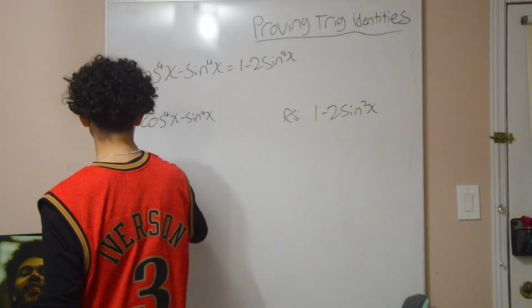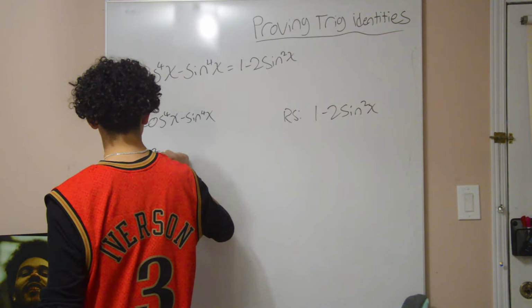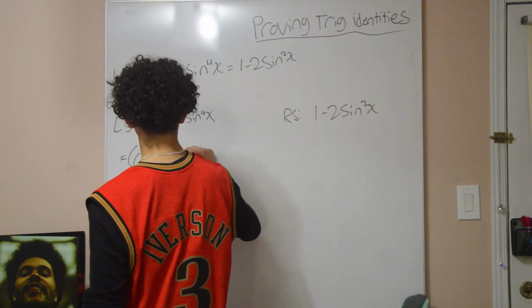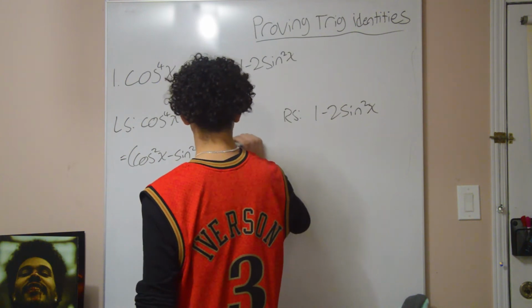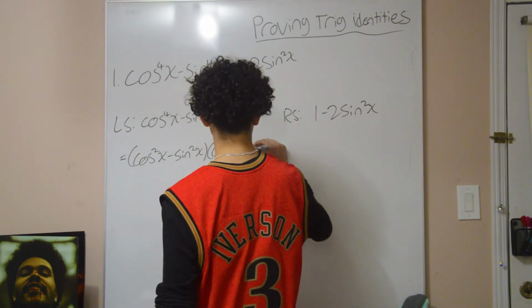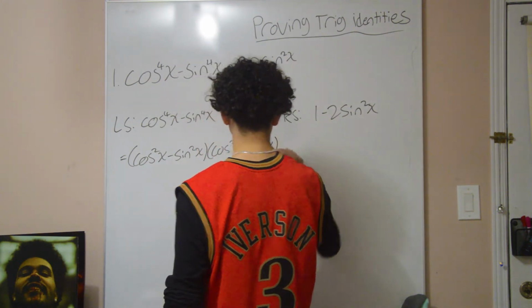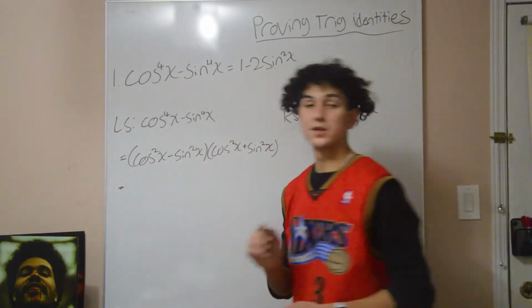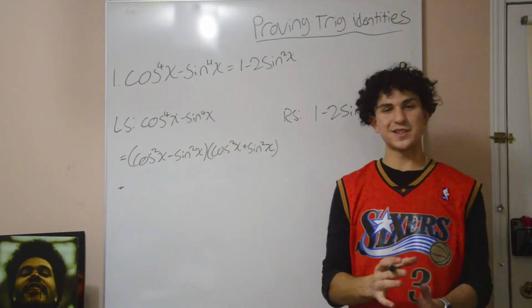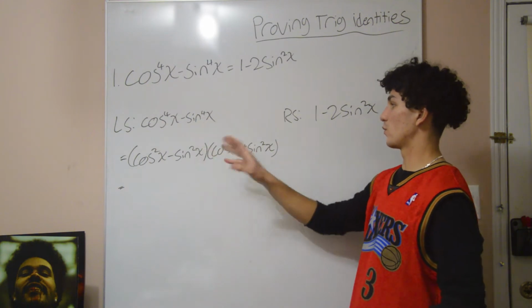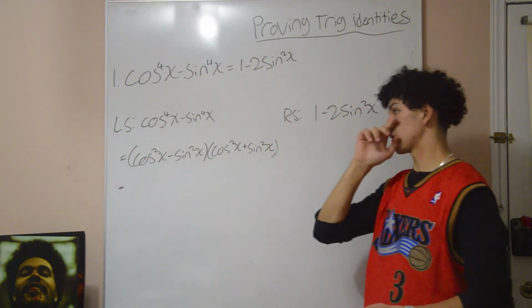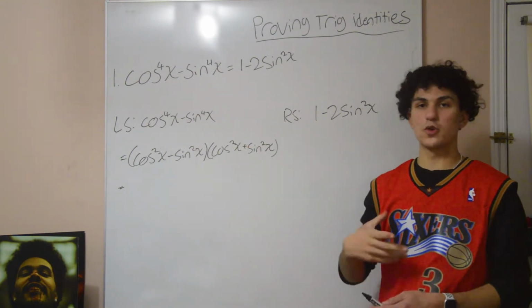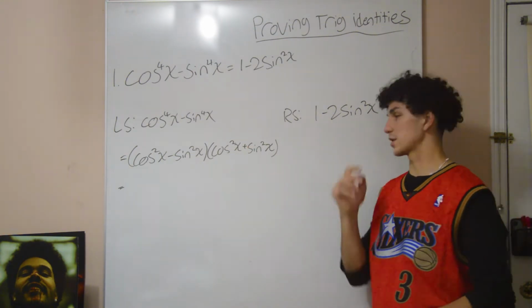This can become cos squared x minus sine squared x times cos squared x plus sine squared x, just like that. Sorry about the cut, my camera died. As I was saying, on this side, we have a difference of squares, right? So we've turned this into cos squared x minus sine squared x times cos squared x plus sine squared x.